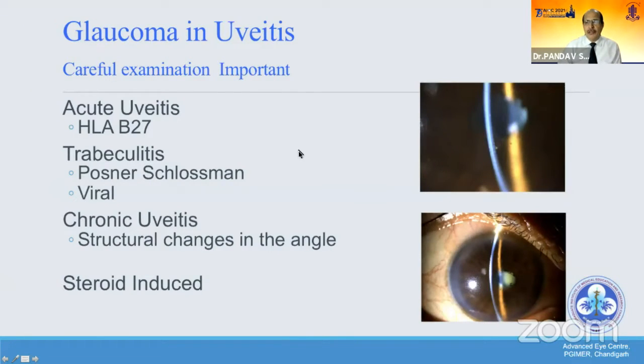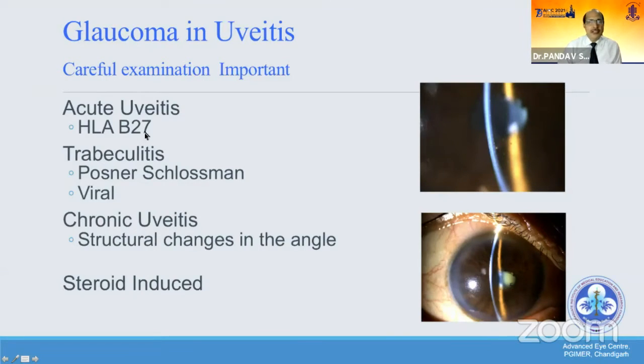Now, IOP can have an acute rise when there's acute uveitis, something like you see in HLA-B27, or more often you have a trabeculitis, which is very often associated with viral pathologies. Sometimes you don't know the exact cause, like in Posner-Schlossman syndrome. But more often it's the chronic uveitis which leads to a chronically elevated intraocular pressure, and very often this would be associated with structural changes at the angle in the form of synechiae, anterior synechiae, peripheral anterior synechiae or posterior synechiae.